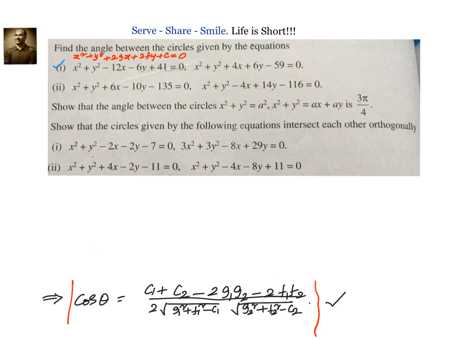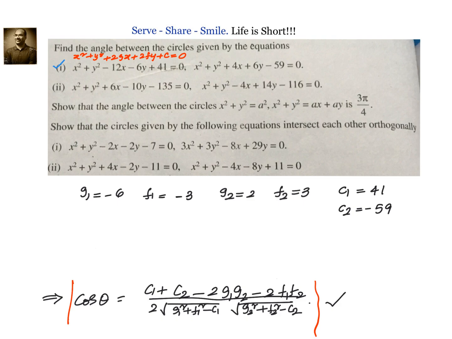Now look at this particular circle. We know 2g equals to minus 12. So g1 is equals to minus 6, f1 equals to minus 3, g2 equals to 2, f2 equals to 3, c1 is 41, c2 is minus 59. Let us substitute in the formula.